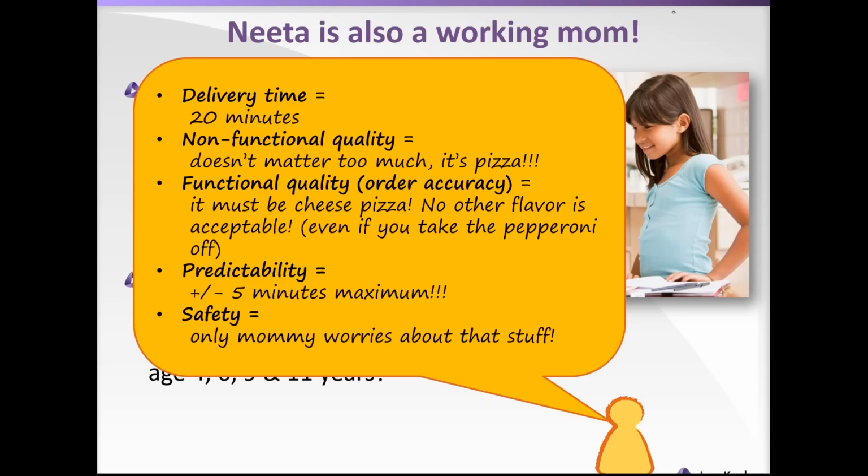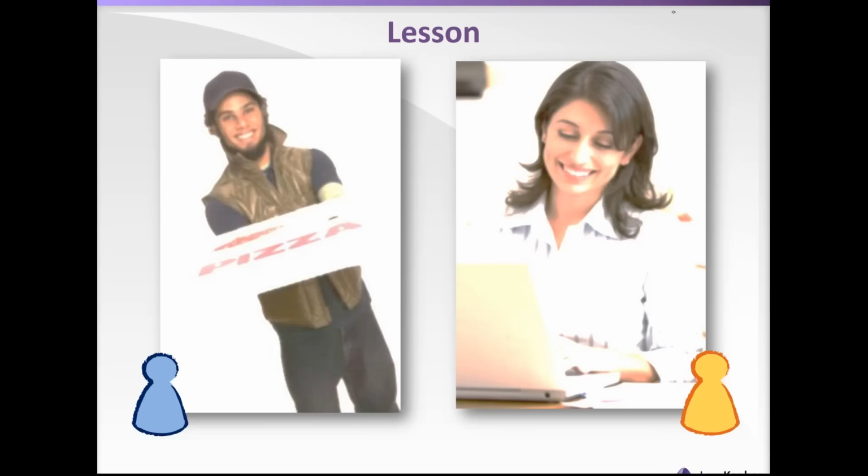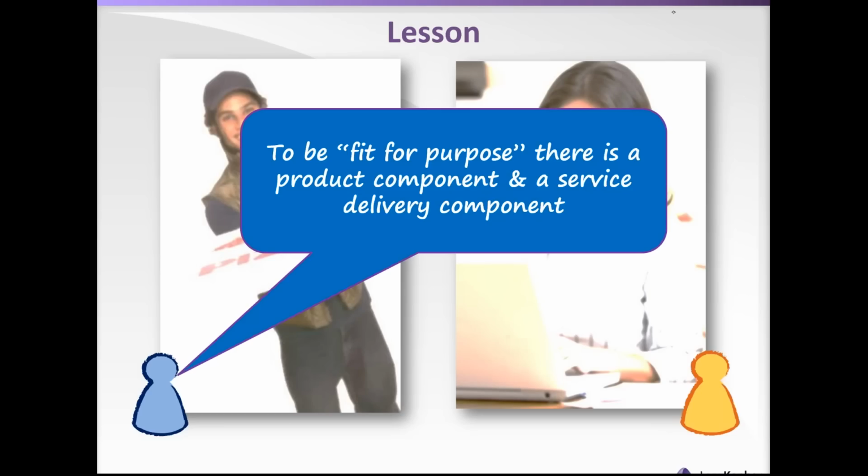So the lesson from all of this is that although Neeta's the same customer, perhaps for the same pizza delivery service, on 2 different nights she has different requirements, that the concept of fit for purpose is different. To be fit for purpose, there is both a product component and a service delivery component. There needs to be the right flavors of pizza, the right menu, and we also care about how fast they deliver, how predictable they are, the condition of the pizza on delivery.